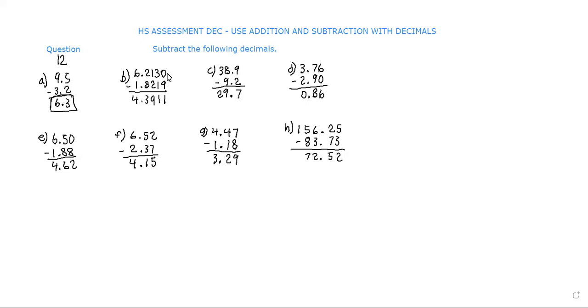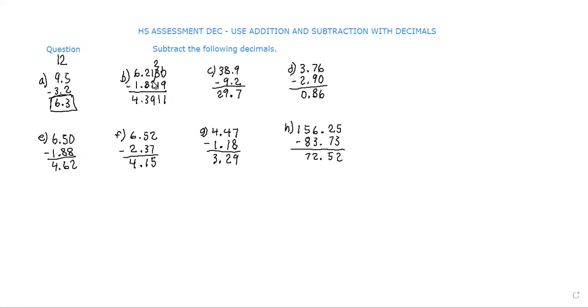Next one, B, 0 minus 9. We cannot do that. We have to go to the place value on the left and borrow 1. The 3 is there, so we're going to borrow 1. That's going to turn into 2. And then the 1 turns that 0 into a 10. Now we can do that. 10 minus 9 is 1. 2 minus 1 is 1.